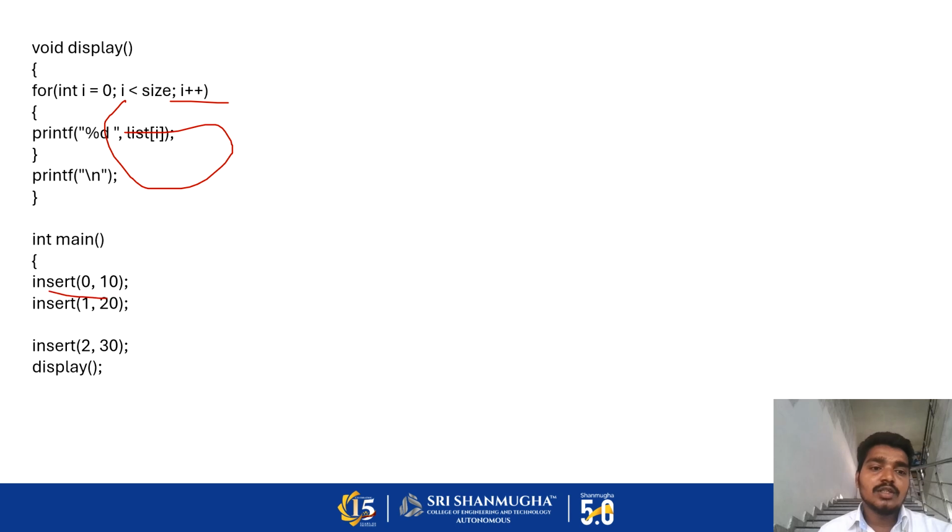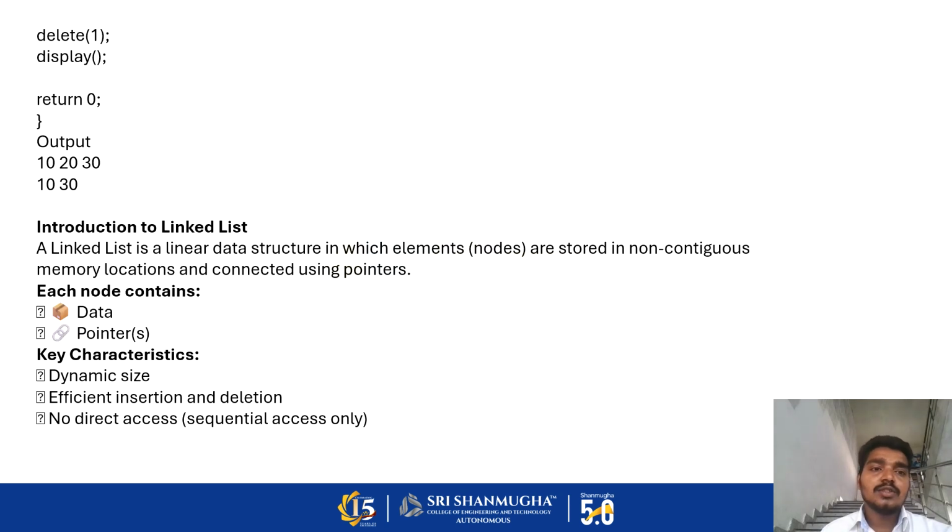So you can insert 10 at the 0th position, and at the first position 20. Then insert 30 at the second position. Display shows the list values. You can also delete a value: when you delete, the inserted value at that position is deleted. So next we check the linked list.